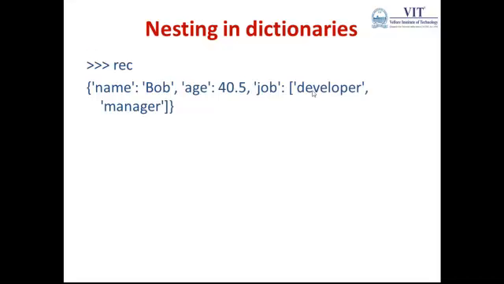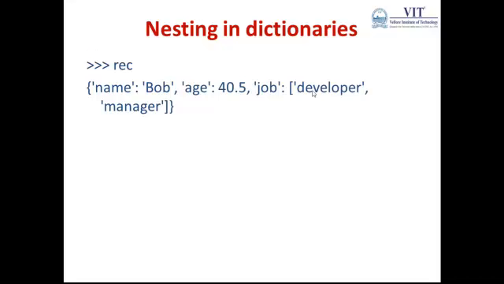Now you may ask me, how do I access the third item's first value? When we go for accessing individual items, we simply use the key. Suppose I use rec of job, that will return the developer and manager. But I don't want to return both. I want to return a specific value, say only the developer or only the manager. How can I do it?